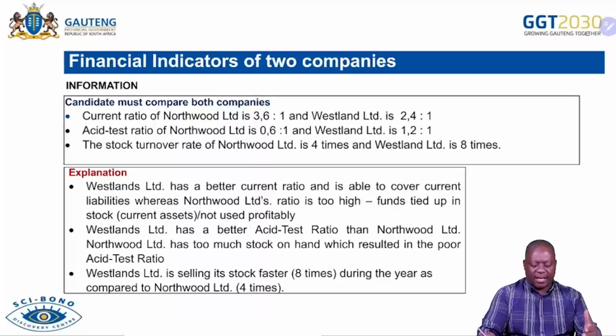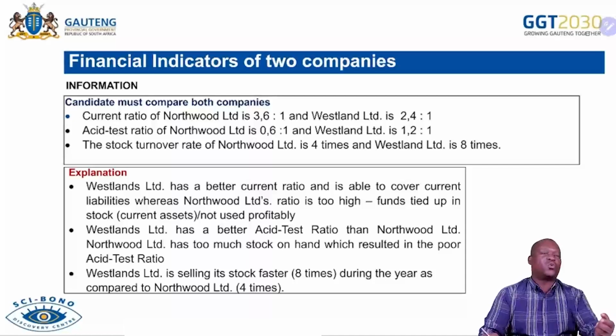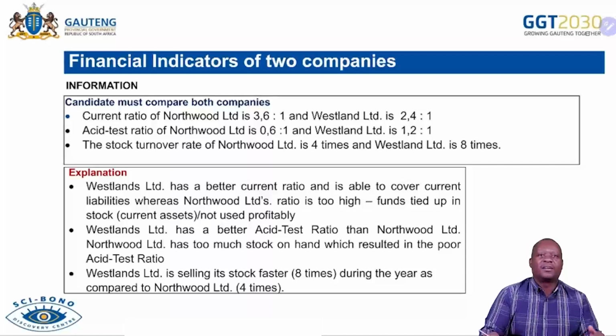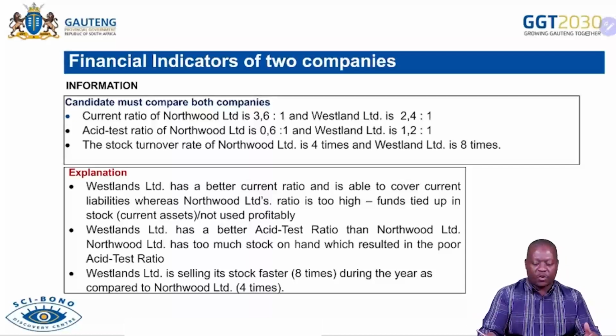Also, we can say Westland Limited is selling its stock faster. That is 8 times during the year as compared to Northwood Limited at 4 times. So it therefore means you can see all the scales are tilted towards Westland Limited as the better of the two companies. So we can safely say your friend has got good accounting or financial indicators and knowledge to be in a position to make a decision.